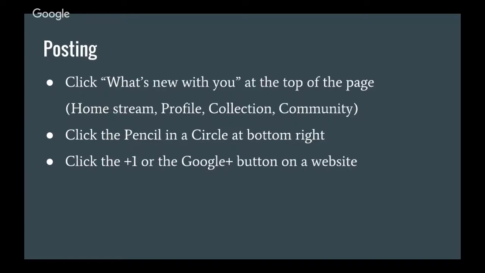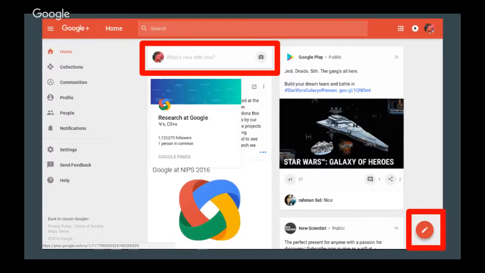You can post from the home stream, into a community, into a collection, or from your profile. There's usually a posting box up at the top of any of those pages, and there will be a button at lower right that looks like a pencil icon and floats on top of it. As you scroll down through the stream, you can always start a new post by clicking that button.